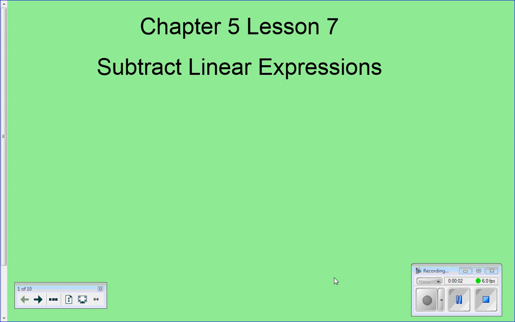All right, Chapter 5, Lesson 7, Subtracting Linear Equations. We're getting close to being done with the chapter, but we won't take a test before semester tests. Semester tests are next week already, so we're going to spend all week next week studying for that. I want to make sure you have that down.